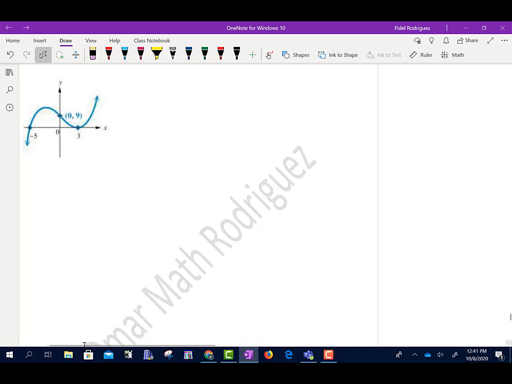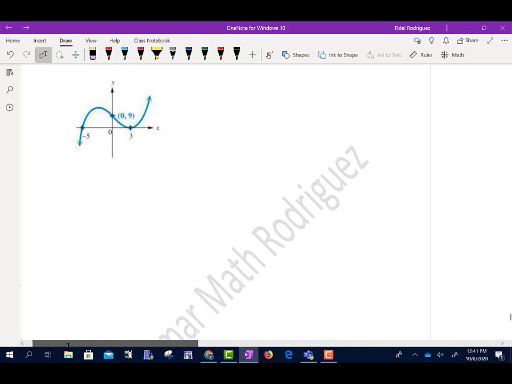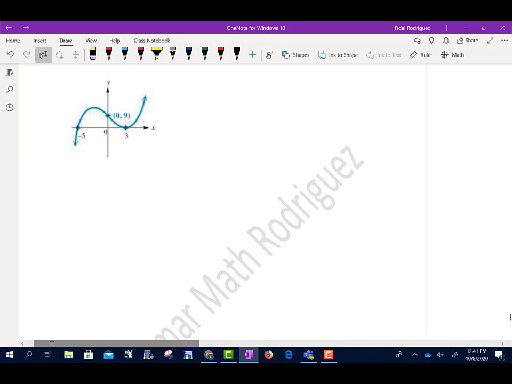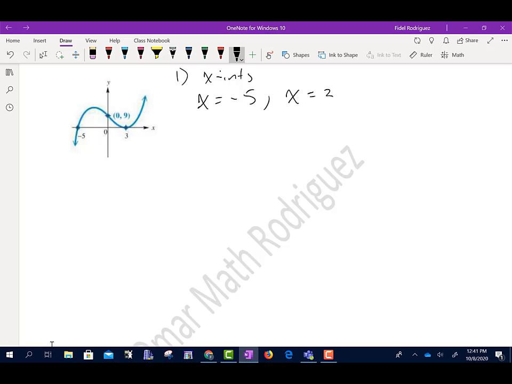All right, so let's see if we can do the same thing here for this one, okay? So first thing we're going to do, we're going to write out our x-intercepts, just so we know. So the first one is x equals -5. The second one is x is equal to 3, but I want you to notice how the graph hits it and bounces off. This one is going to occur twice, right? When it hits and bounces off, it's going to occur 2 times.